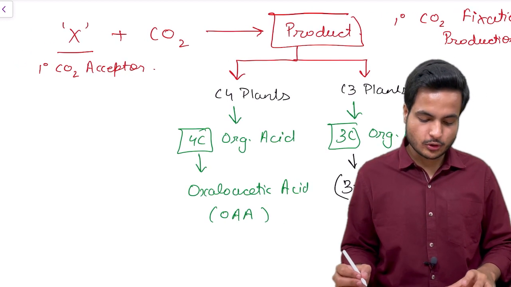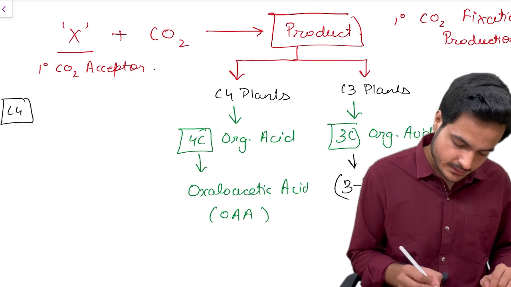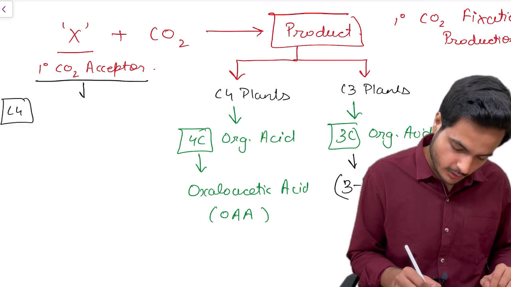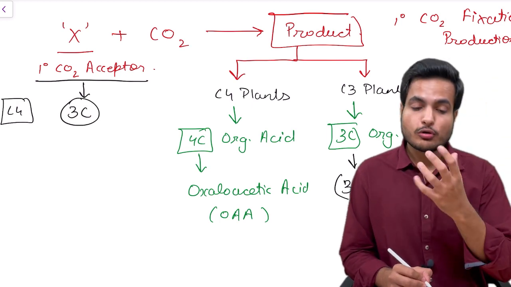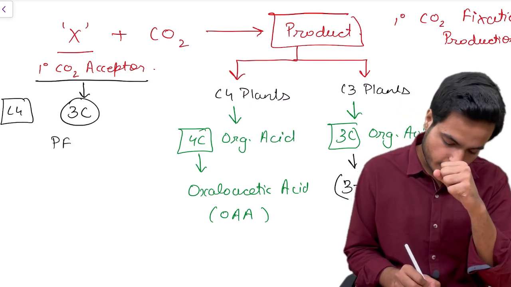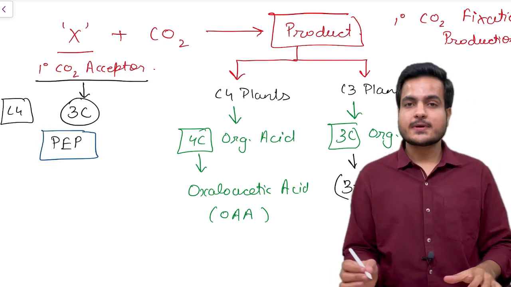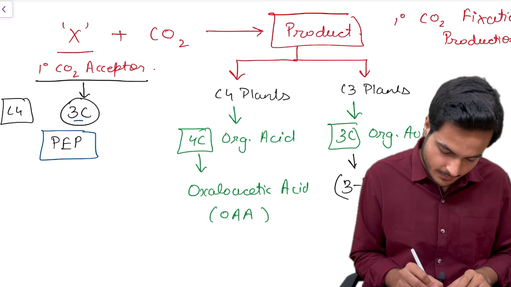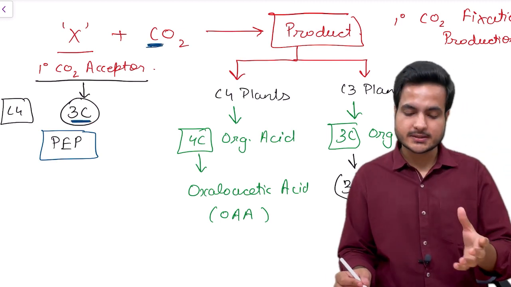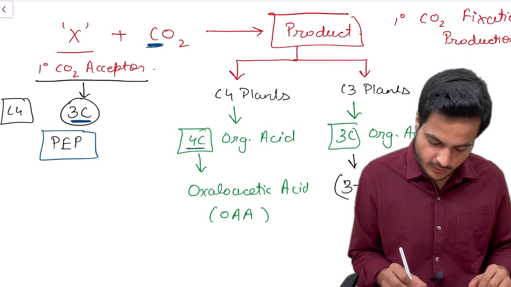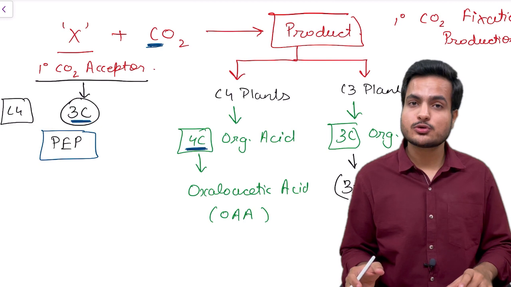Now friends, you need to pay attention. Right now we have studied that in C4 plants, the primary carbon dioxide acceptor molecule is a 3 carbon containing molecule whose name is phosphoenol pyruvate, written as PEP. So it is very easy to understand that a 3 carbon containing molecule will combine with 1 carbon molecule of carbon dioxide and lead to the formation of a 4 carbon containing product. 3 plus 1 is 4. That is easy to understand.